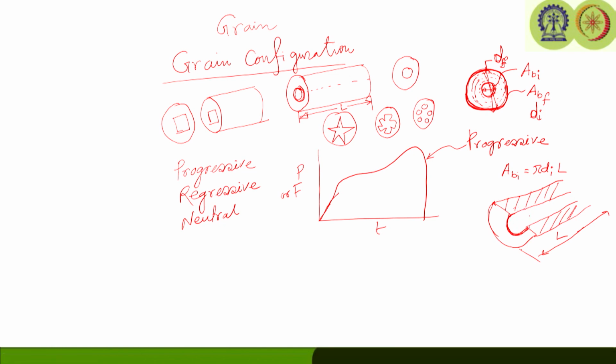So, basically pi di is going to give us the perimeter of this circle, into the length of the grain, will give me the burning surface area. So, the initial burning surface area is going to be Abi equal to pi di into L. Similarly, the final burning surface area will be pi df into L. So, as you can see, as time proceeds, the burning surface area is increasing. As a consequence, the pressure and or the thrust both will increase. So, this type of burning profile is known as the progressive burning profile or progressive burning.